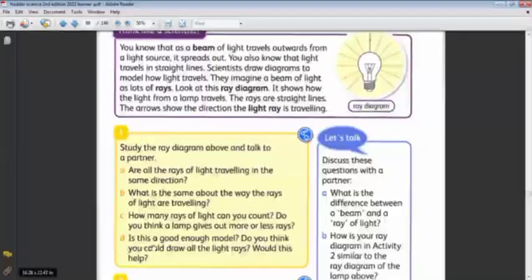Okay, D. Is this a good enough model? Do you think you could draw all the light rays? Yes, it's good enough. Okay, not all the light rays. We said there may be millions of light rays, so we represent only some of them.